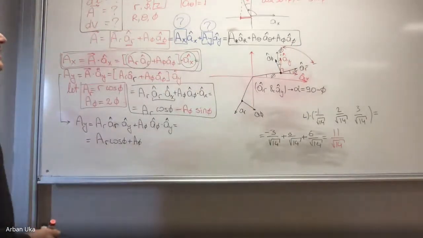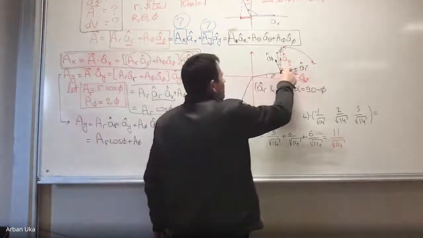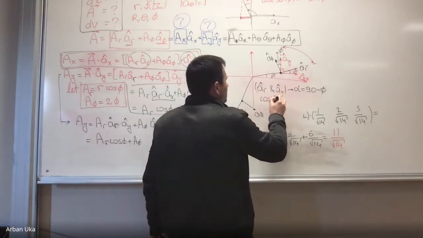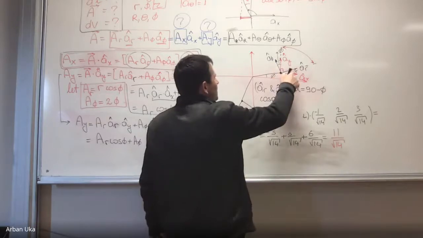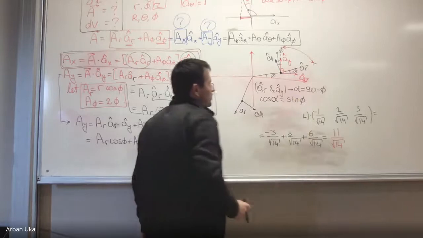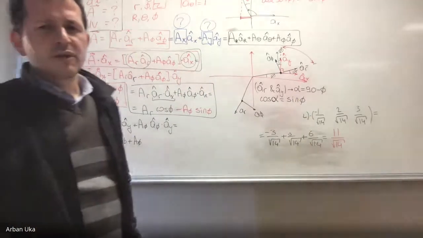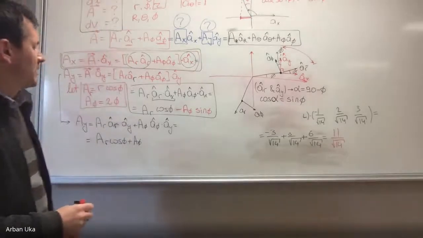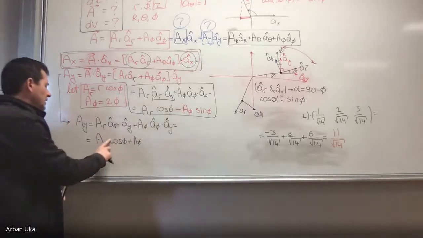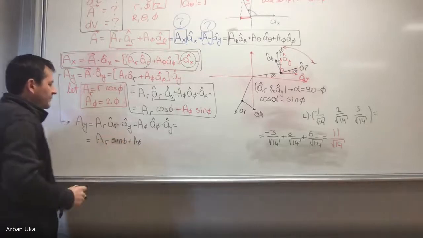And this should be cosine alpha. So for these two angles, the inner product should be equal to cosine alpha. But if we describe it in terms of angle phi, this is going to be equal to sine phi, because we know that for two complementary angles, like 30 and 60, the sine of 30 is equal to the cosine of 60. So similarly, here, after a small correction, we have A_R times sine phi plus A_phi.